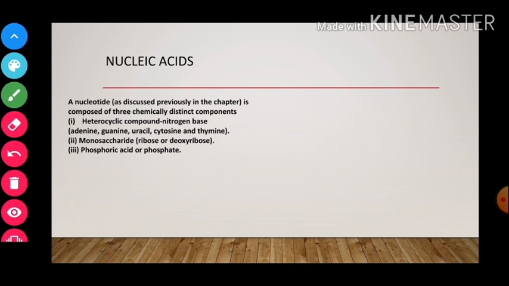And if we talk about the composition of a nucleotide, as we have already discussed, it is made up of a heterocyclic compound, that is, nitrogenous bases. Five categories of nitrogenous bases are there: adenine, guanine, uracil, cytosine and thymine. Then it is also composed of a monosaccharide, which is the pentose sugar. Two categories of pentose sugar are there: ribose and deoxyribose. And the third important component of a nucleotide is phosphoric acid, that is, the phosphate group.